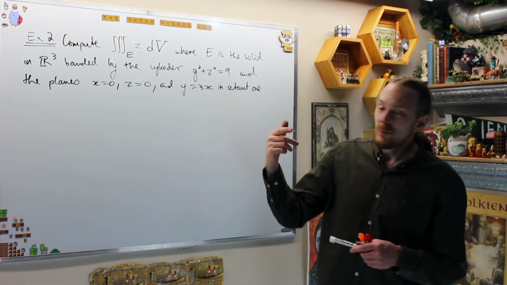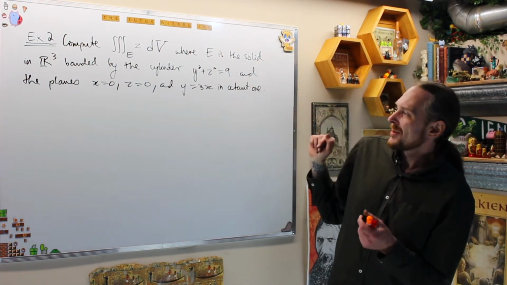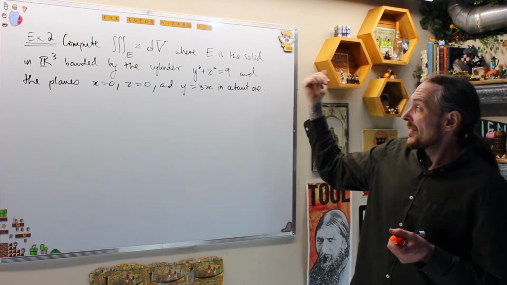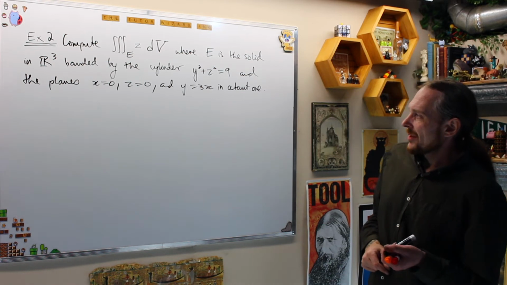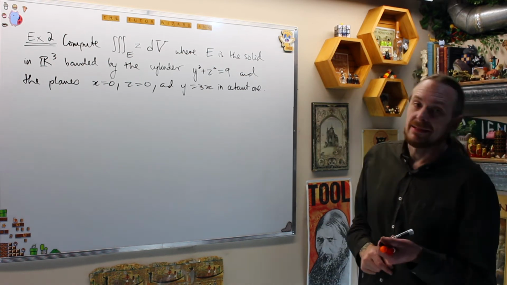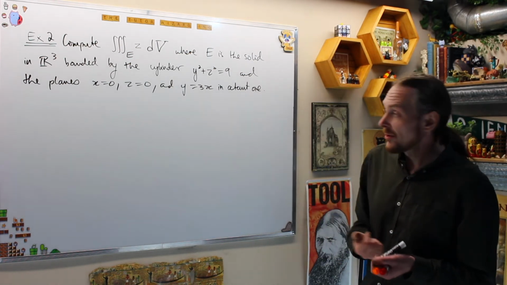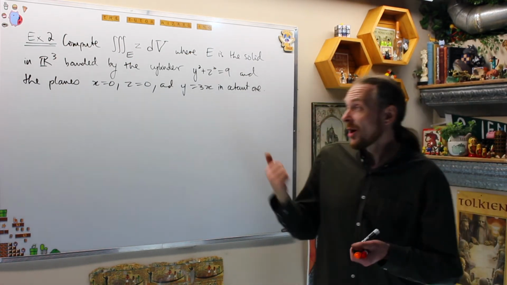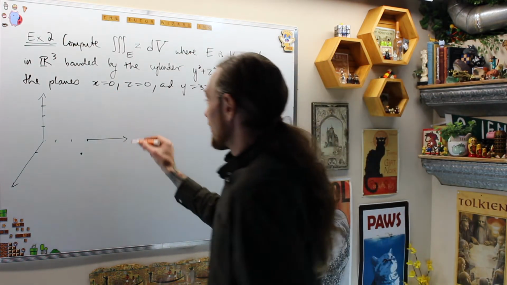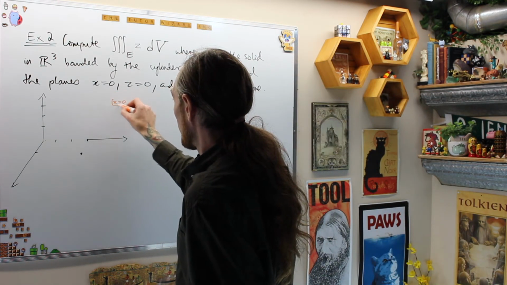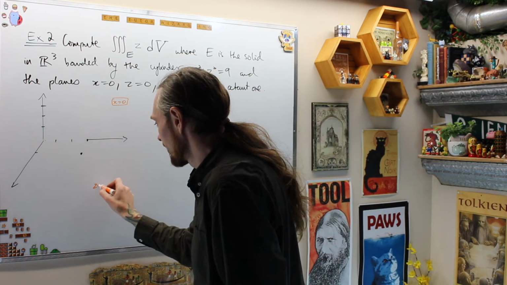Next, example 2, we're going to compute the triple integral of z over this region E, where E is the solid bounded by a cylinder y squared plus z squared equals 9, and the planes x equals 0, z equals 0, and y equals 3x in octant 1. Now we have 8 octants instead of 4 quadrants, and we want it in the first octant. What is that going to look like? It wants x equals 0 is this plane. Z equals 0 is the xy plane, this one.